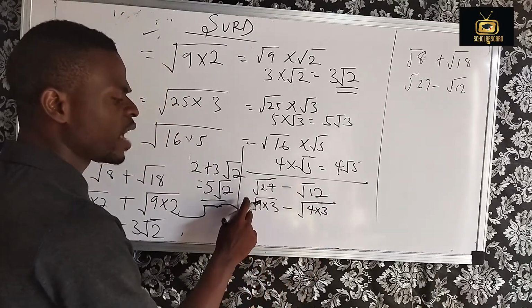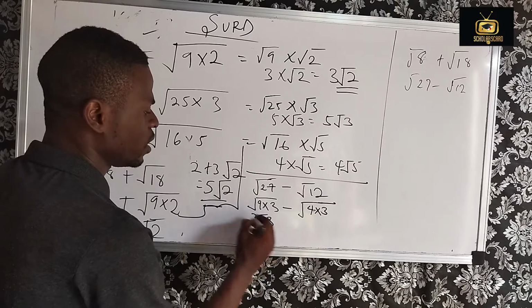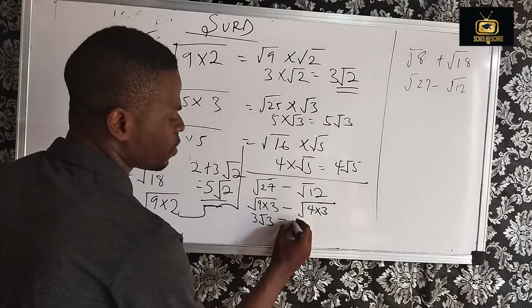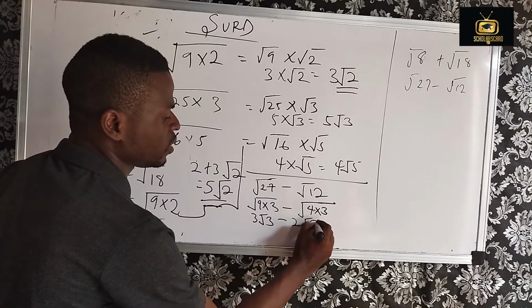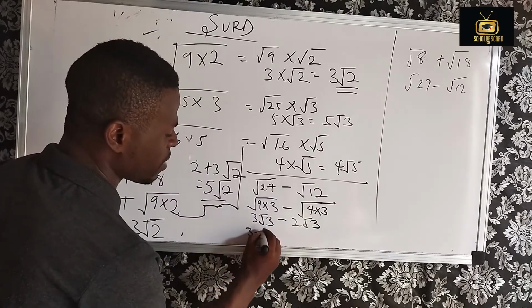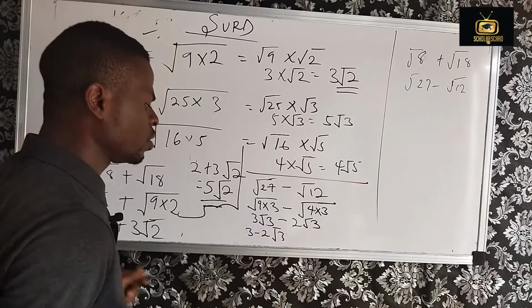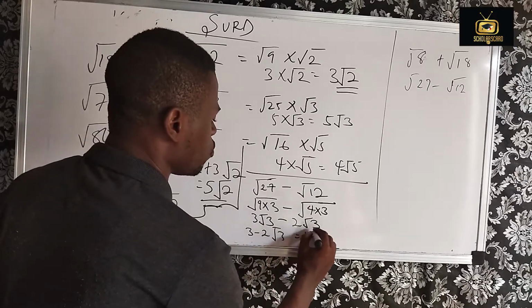Now the square root of 9 is 3, root 3. Then minus the square root of 4, we go as 2 root 3. Now bring it, now say 3 minus 2 root 3. So 3 minus 2 is 1. That's 1 root 3.